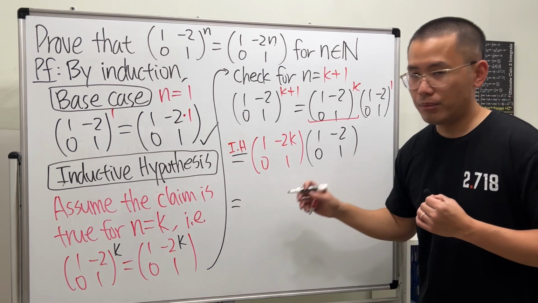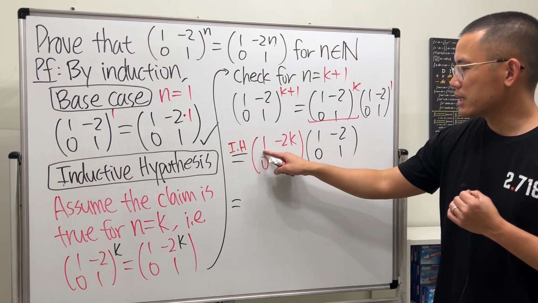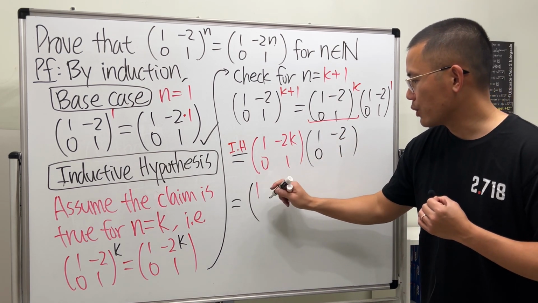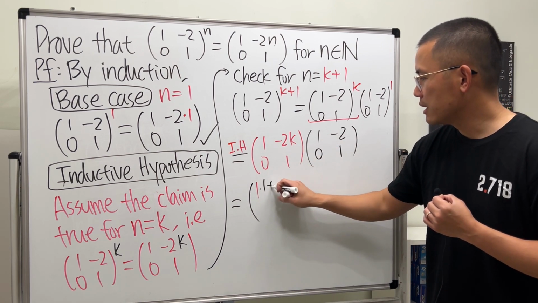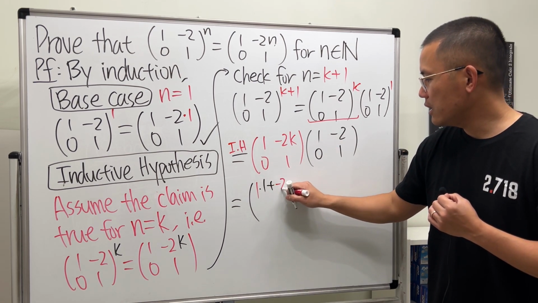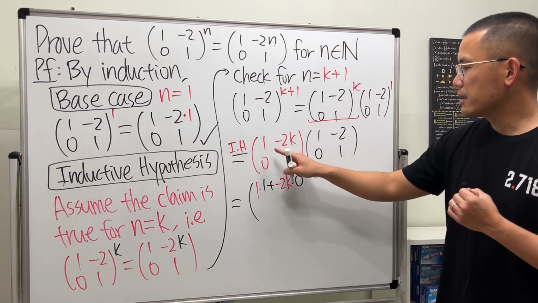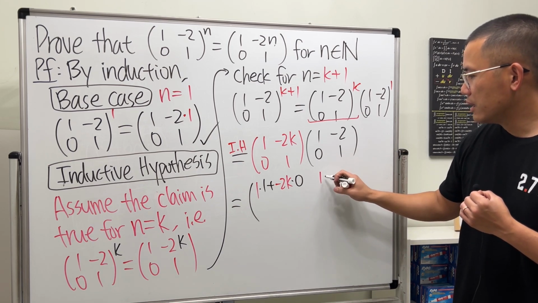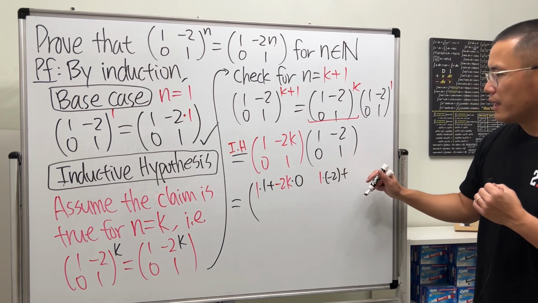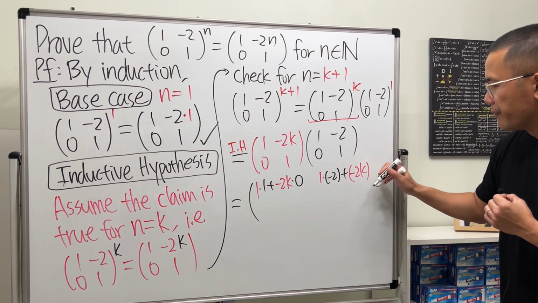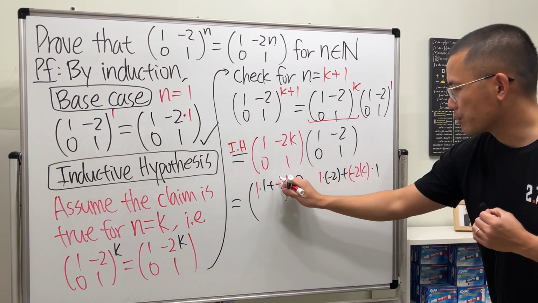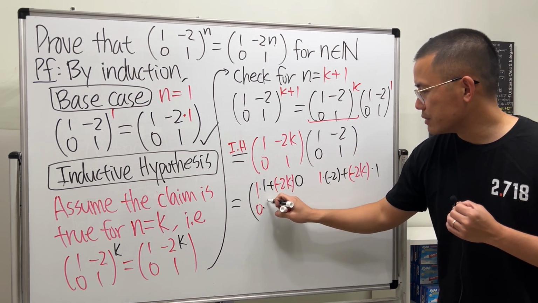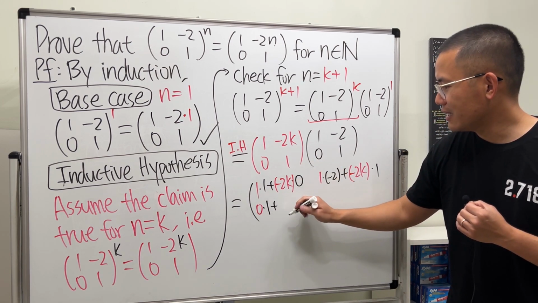Now, we just have to multiply this out. So remember, we do the dot product of a row and a column. So for the first entry, we do 1 times 1. I will write down all the steps for you. 1 times 1 plus negative 2k times 0. And then continue, we do this times that for this entry. So 1 times negative 2 plus negative 2k times 1. Perhaps I'll put a little parentheses. And then continue this times this. So it's 0 times 1 plus 1 times 0. That's nice. It's just 0.